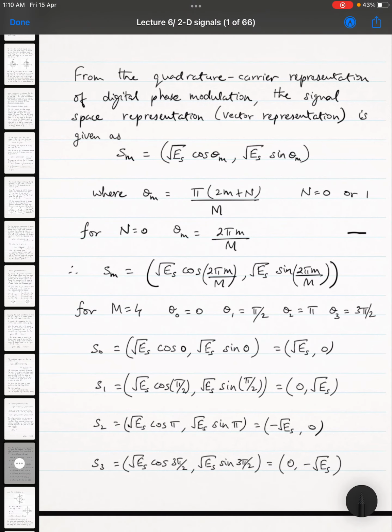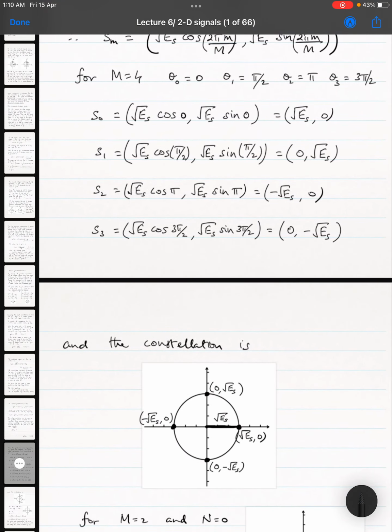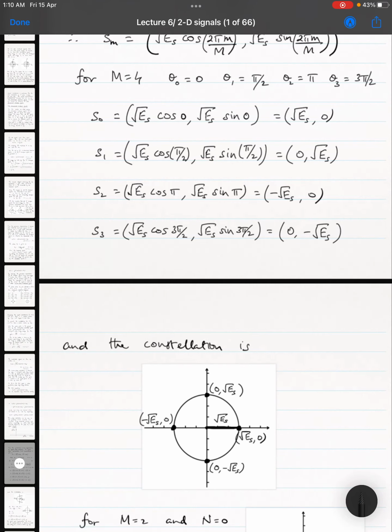So now when we put m equal to 4, we can get the different thetas: theta 0, theta 1, theta 2, theta 3. And so there are 4 different phase angles corresponding to different values of m. So when you put this, this will be cosine 0, so root Es cosine 0 and root Es sine 0, so we get this point in space. Similarly, the second signal, which we call s1, will be given by this notation. So we have the vector representations of all the 4 signals corresponding to n equal to 0, and we can plot these points in the 2-dimensional space.